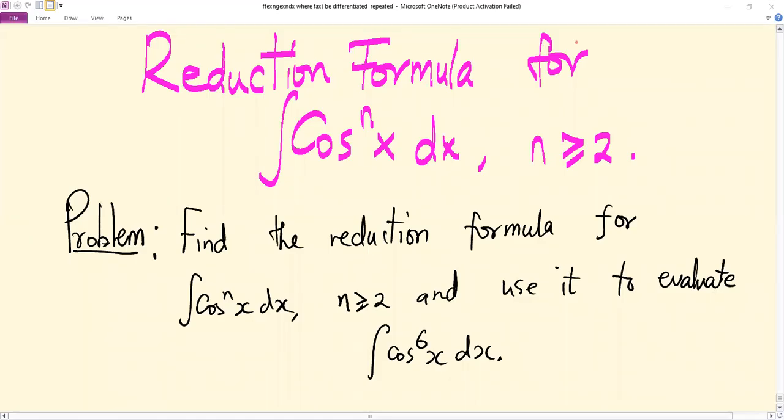Welcome to this class. In this session, we are going to see how to derive a reduction formula for integrals of the form cos power n of x dx for n greater than or equal to 2, and see how to apply that reduction formula to find the value of the integral of cos power 6 x dx. So this is how we start.